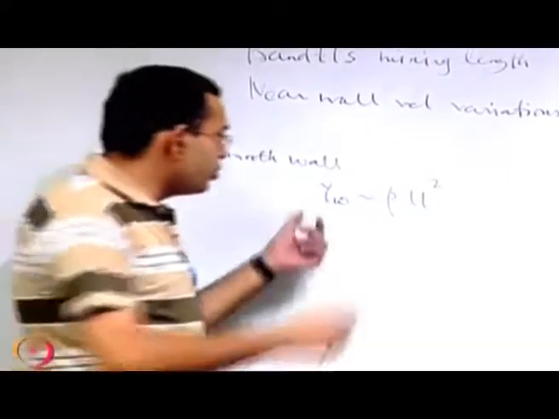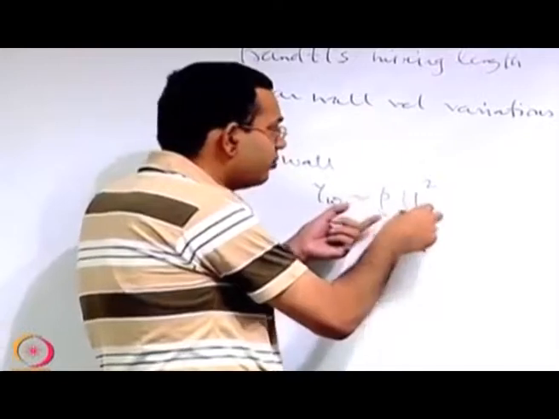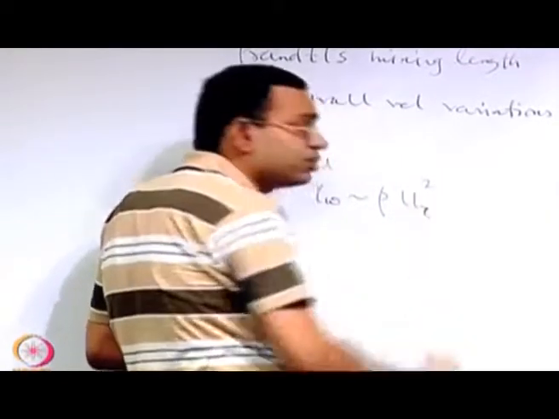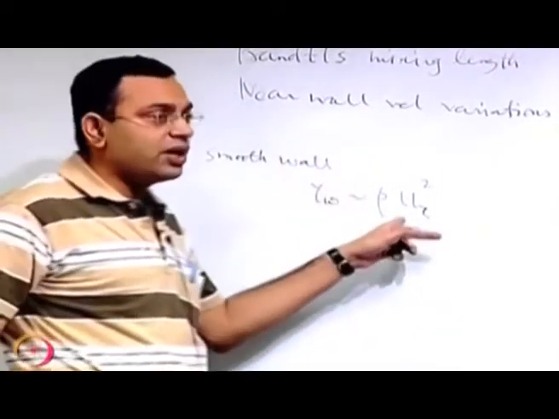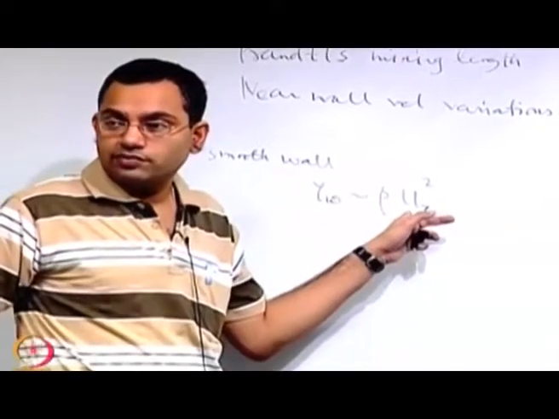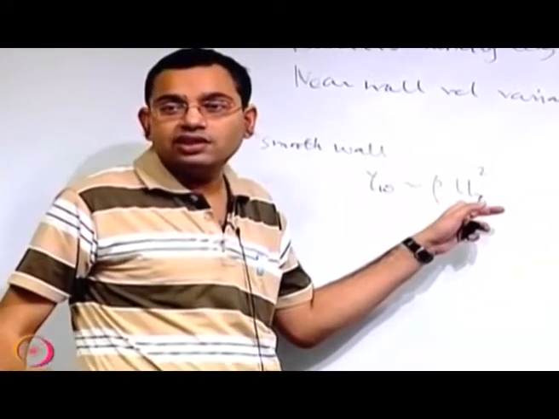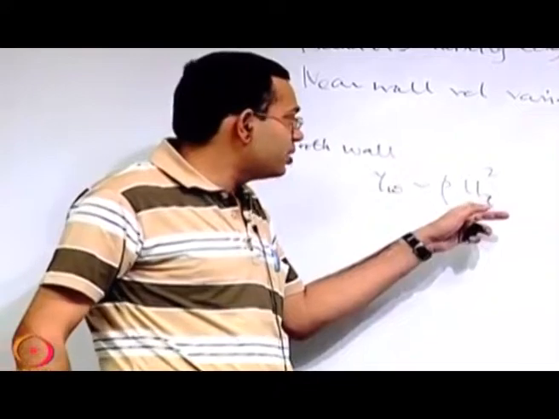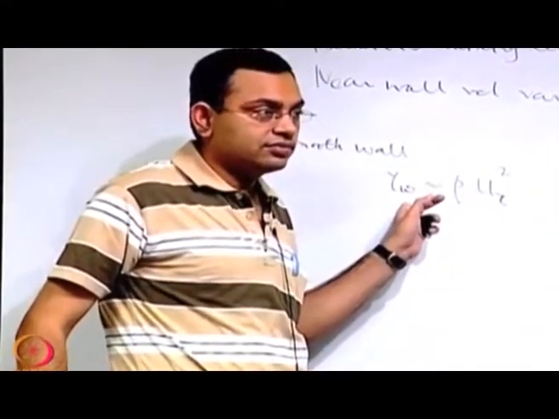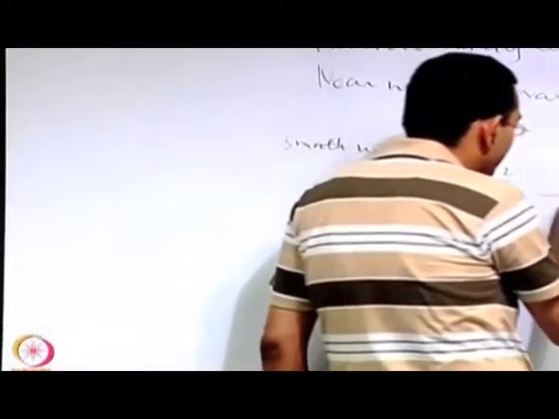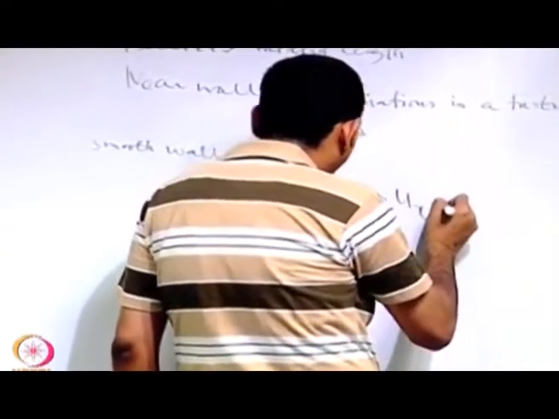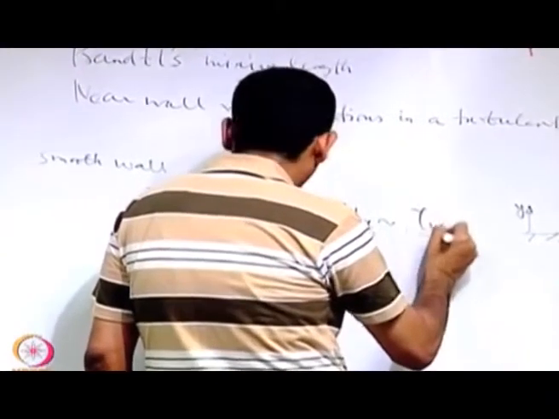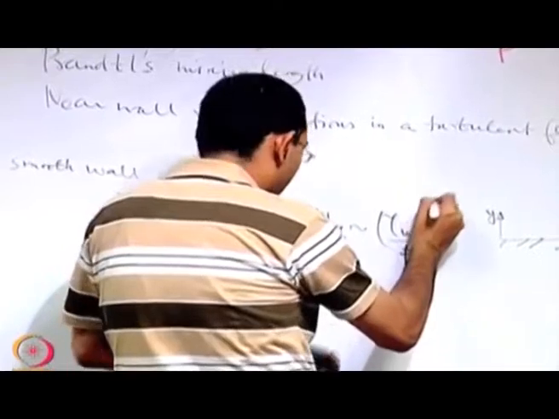So, if you know tau_wall, then whatever u that you get, let us call it u_tau, that is a correct velocity scale very close to the wall, because that velocity is derived from the wall shear stress. Okay. So, we come up with a velocity scale very close to the wall as u_tau, that is (tau_wall/rho) to the power of half.